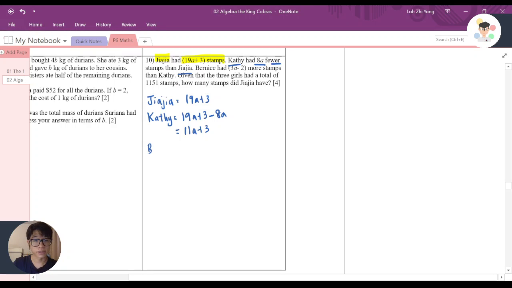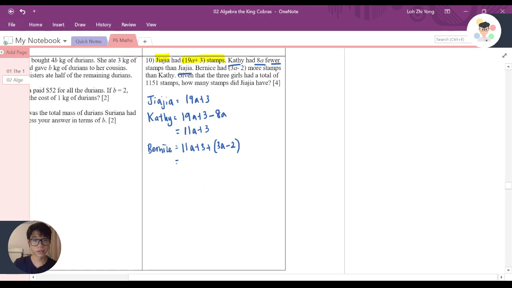Bernice, now I have Bernice here. Now this Bernice had 3A minus 2 more stems than Kathy. Oops, now I have 3A minus 2 more stems, basically, than Kathy. So I know Kathy has 11A plus 3. And I know that I have 3A minus 2 more. I need to plus 3A minus 2.